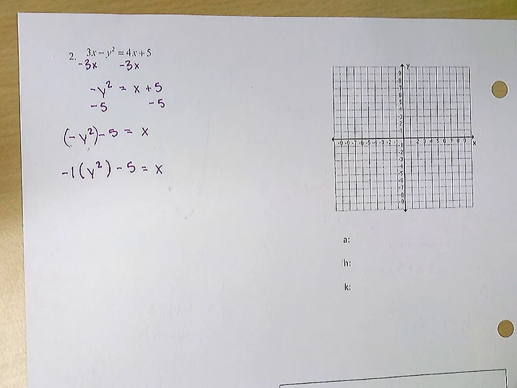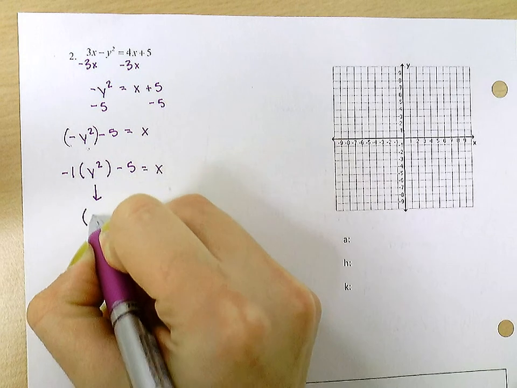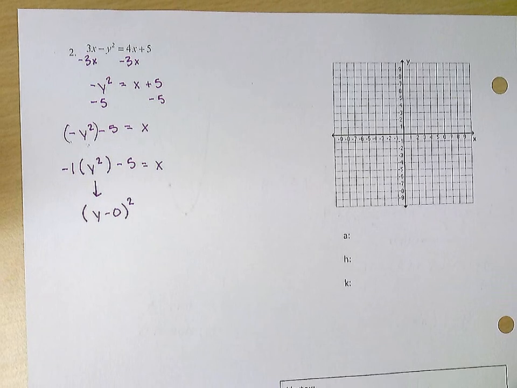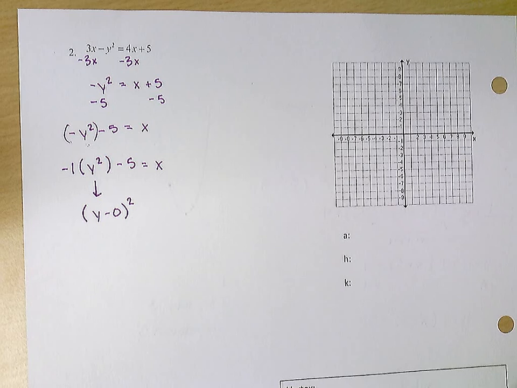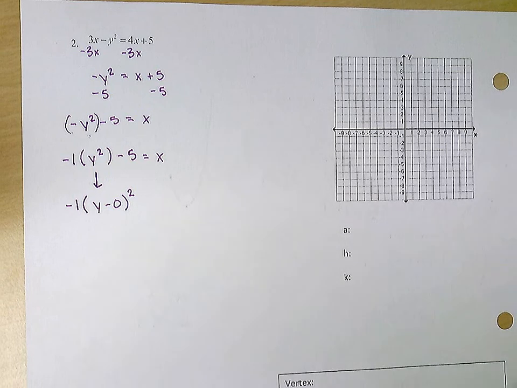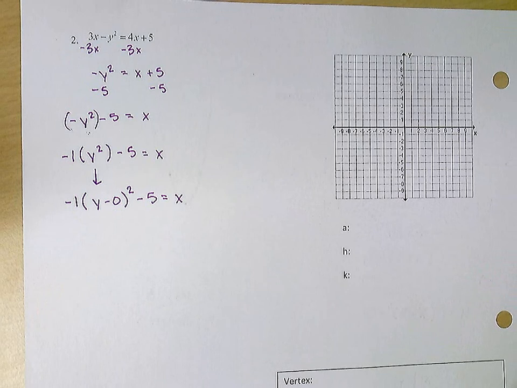Now, that y squared, since I don't have a 2y or a negative 2y or anything like that attached to it, it's 0y. So when that happens, you can just change this right away to y minus 0 squared. If you don't have that second y value, or that second x value if you're in the other form, you can just change it to minus 0 and that quantity squared right away. You still have the negative 1 out front and the minus 5 after. But this is your standard form.